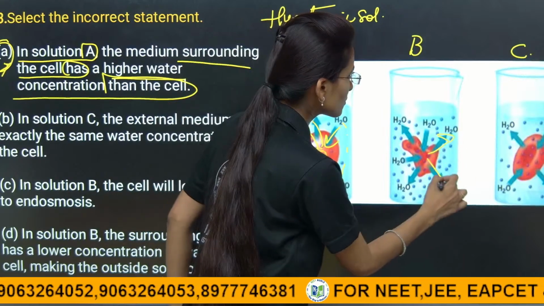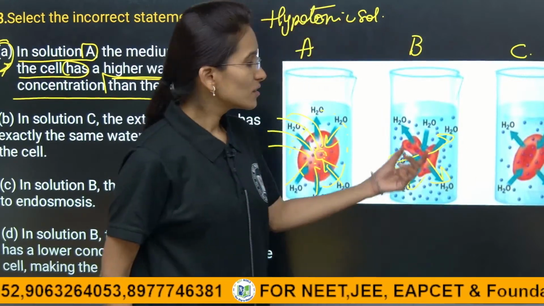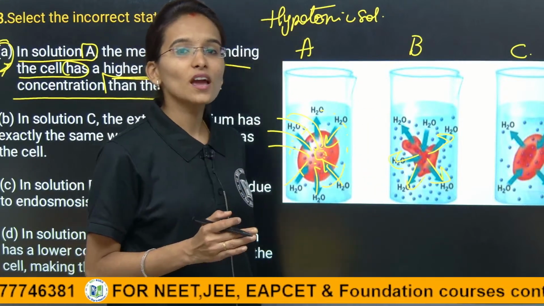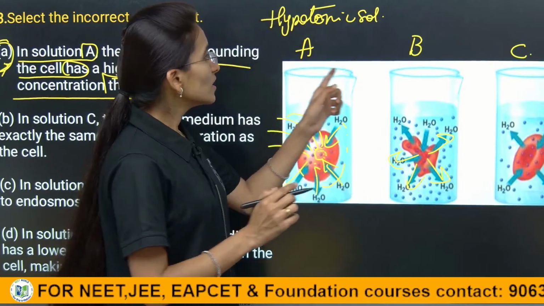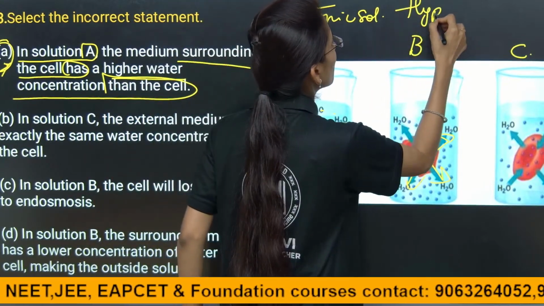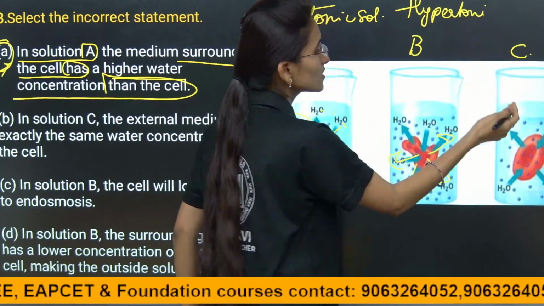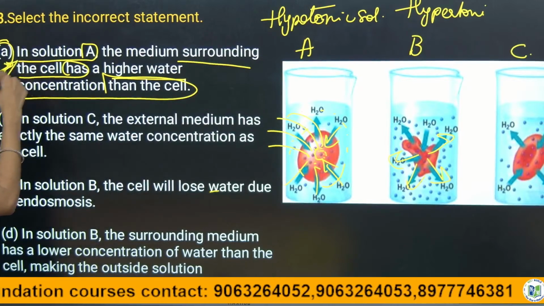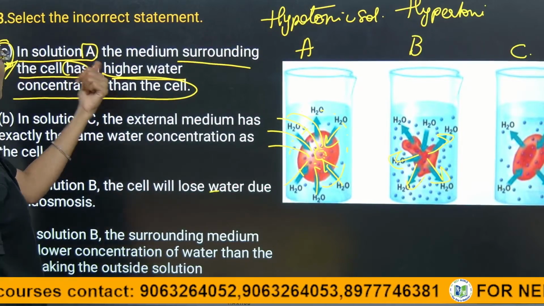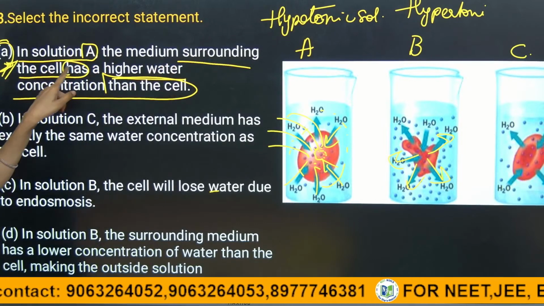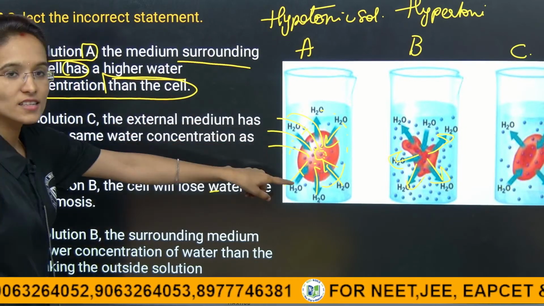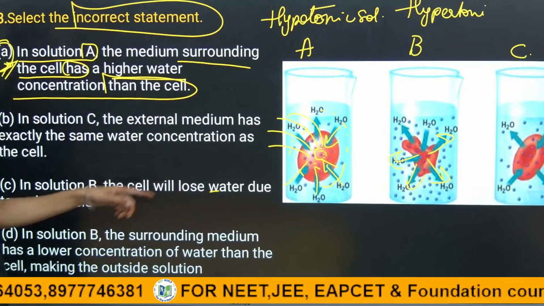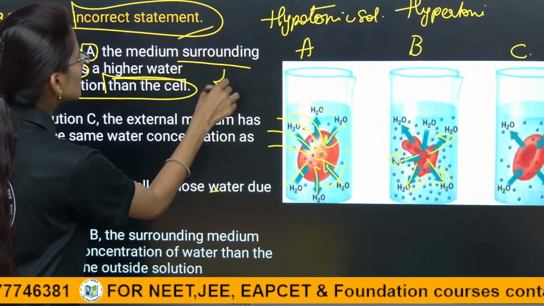Next, solution B. Here, due to exosmosis, due to the loss of water, due to the loss of solvent molecules, the cell is going to shrink. In which case have we observed the shrinkage of the cell? In the hypertonic solution. And this is option C, which we call an isotonic solution. Now, you have to tell me whether option A is correct or not. In the solution A, the medium surrounding the cell has a higher water concentration than the cell. Yes, this option is correct, but here we need to identify the incorrect statement. So according to this question, this is a wrong option.